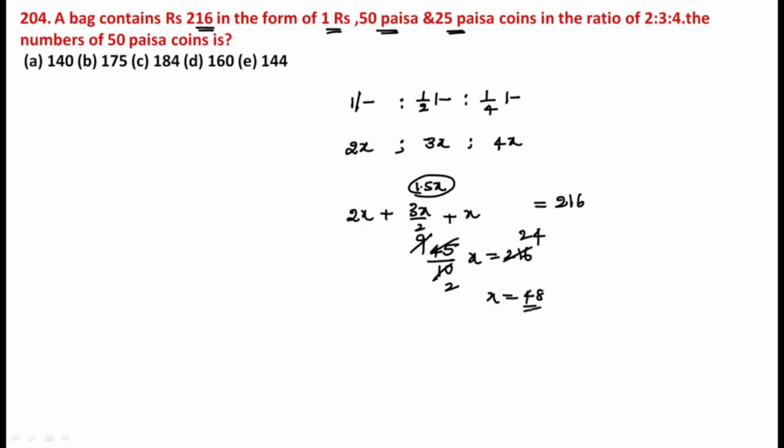Now the question. Find the number of 50 paisa coins. The total number of 50 paisa coins is exactly equal to 3x. Now the answer, 3 into 48. 8 threes are 24, 4 threes are 12 plus 2 is equal to 144. Now you can choose your option, 144 is the correct one.